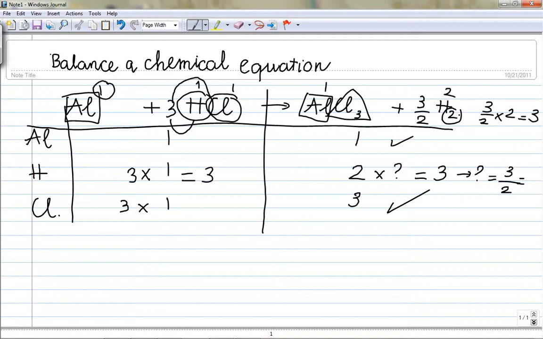So we have already balanced the equation. Let's rewrite it.